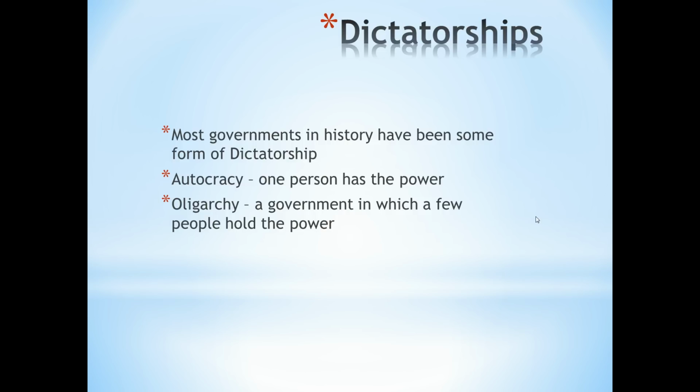Now, if there are a handful of people who have power, like a small group, that is known as an oligarchy. This is where there's a group of people who will hold the power. That can be a larger group, but as long as it's small compared to the rest of the population. If there's 50 people, that could still be an oligarchy, or you could have an oligarchy of 5 people.